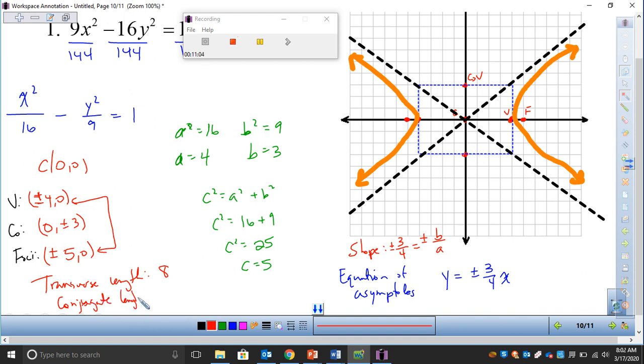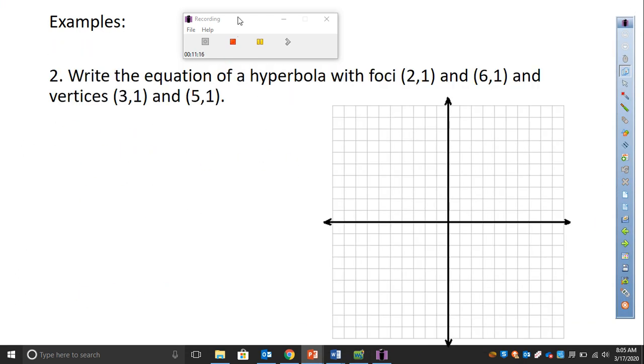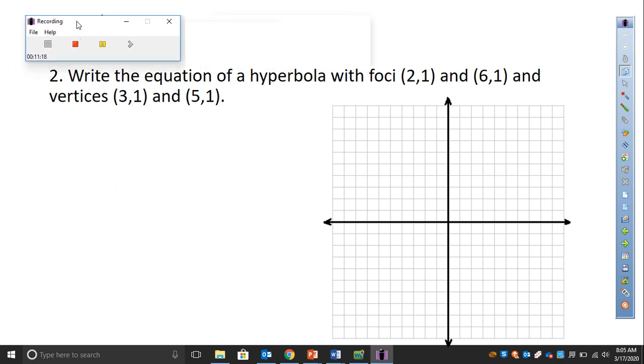That's really messy. Sorry about that. Conjugate length is 2b. That is 6. So 2a, 2b. That's the same as it is for the ellipse with the major and minor lengths. So let's write an equation or two real quick.